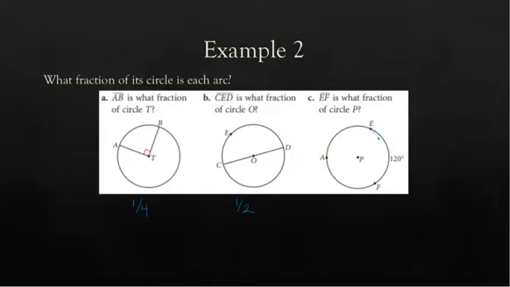What about the arc EF right here? It's 120 degrees. What fraction of the circle is that? Well, if you don't know off the top of your head, you could say 120 over 360. That's the fraction of the circle that it is. We could reduce that by dividing both by 10, making this 12 over 36. We can then reduce by 12 and say that it's 1 over 3. It's 1/3 of the circle.